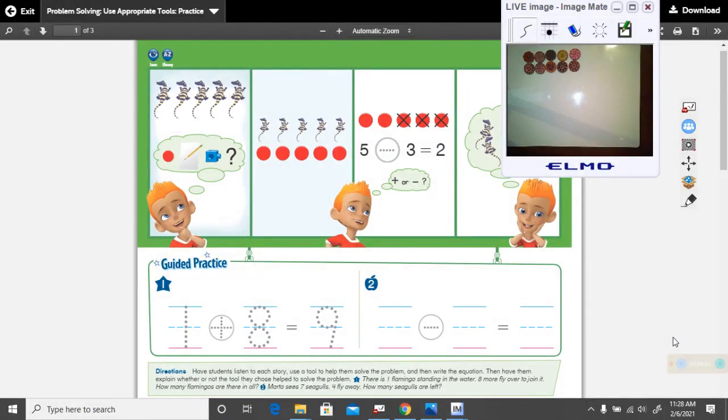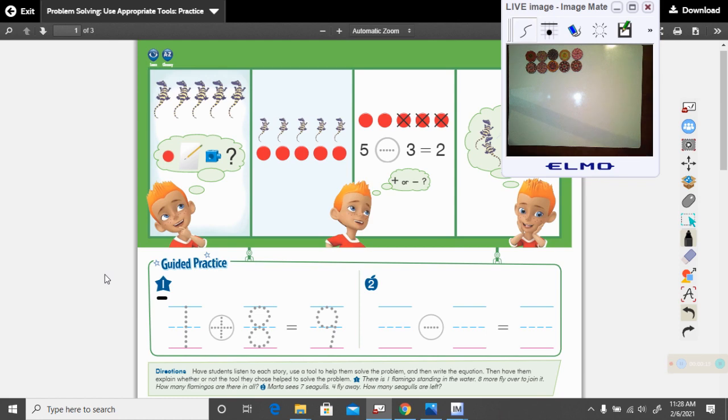Hello, boys and girls. These are our math practice pages. So go ahead and make sure you have the pages in front of you, and we will begin. To begin with, look at number 1 and listen to the story.